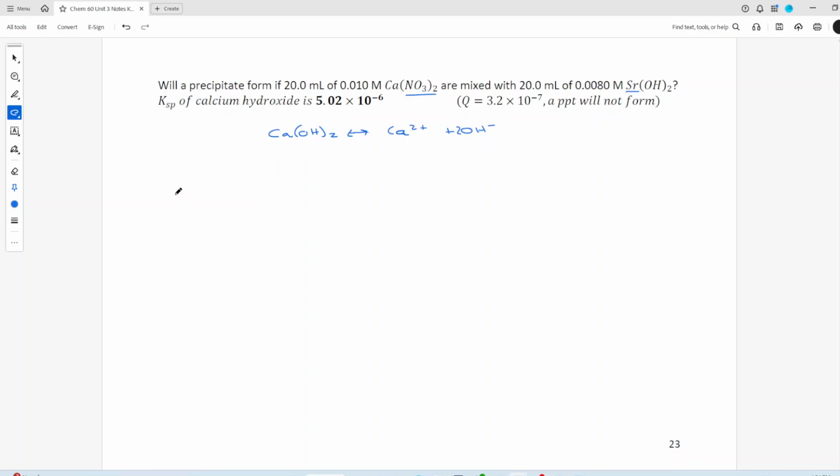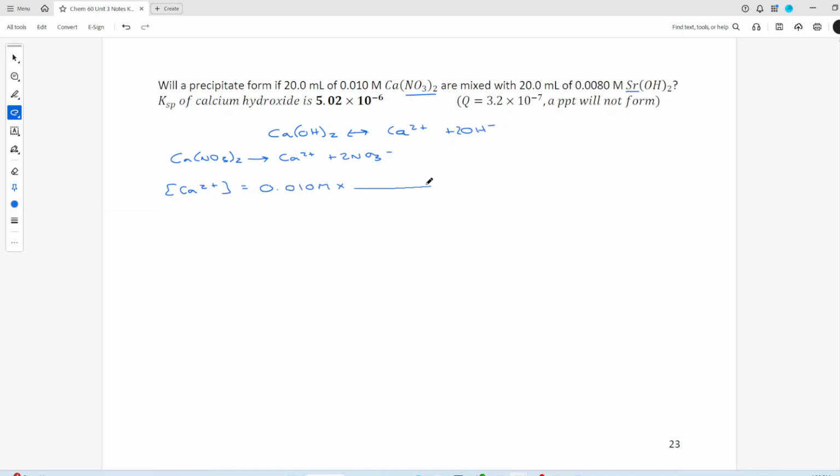So then the next thing I need to do is figure out my concentration of calcium and then my concentration of hydroxide. So my concentration of calcium is going to come from here. It's in a 1:1 ratio. If you're not sure why, you can write your dissociation or your ionization equation. Well, it's a salt, so we've got calcium 2 plus and 2 nitrates. So it's going to be in a 1:1 ratio. So the concentration of calcium is going to be the 0.010 molar.